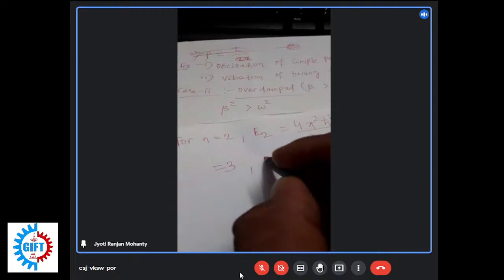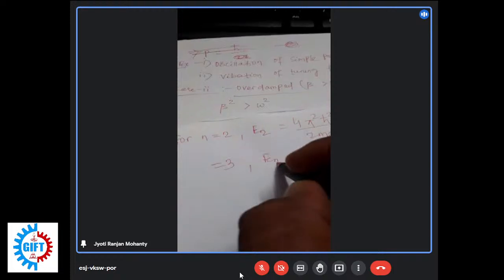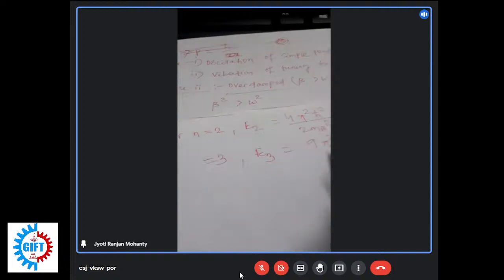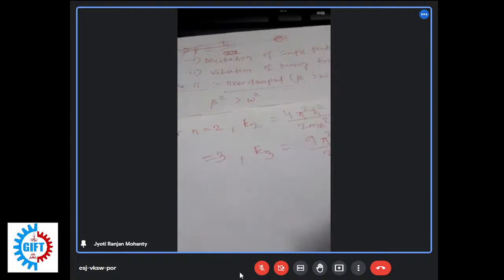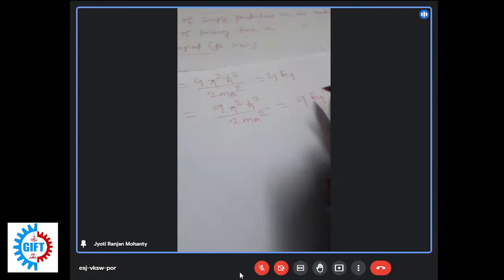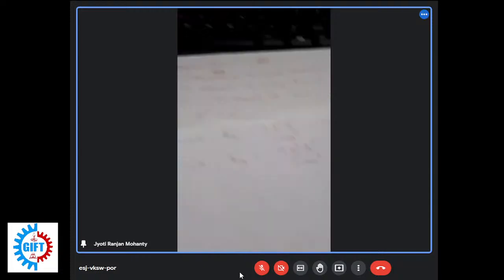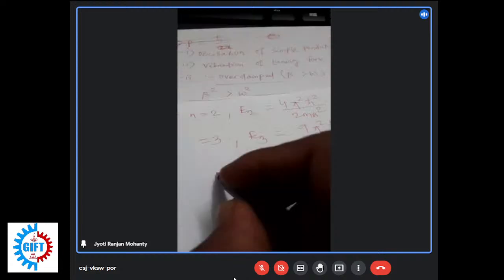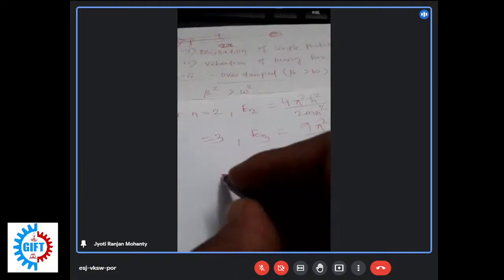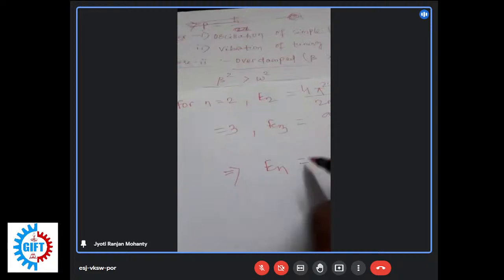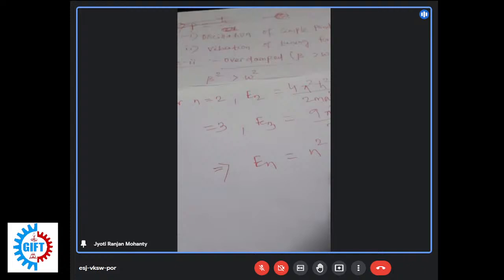Similarly, put n equal to 3. It will be n square, 9 pi square h cross square by 2m a square. This is equal to 9 into E1. Understood? Yes, sir. Now, in general, what will be En? En is equal to n square into E1.